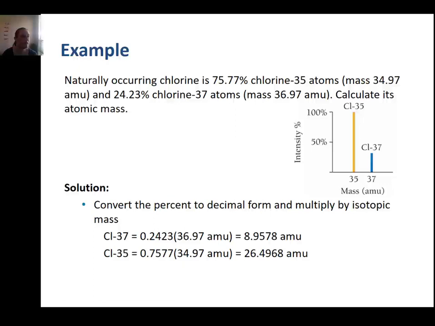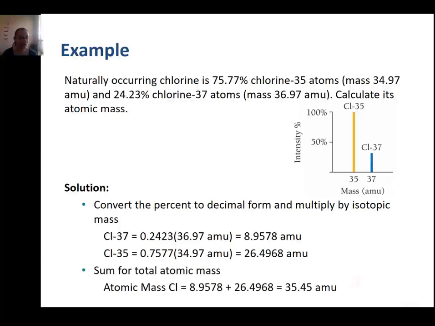which we can do by converting first the fraction to decimal form. So again, we take the 75.77 and divide by 100 to get 0.7577, and 24.23 divided by 100 gives us 0.2423. So that's our fraction, and then we multiply that by each of the masses, and finally we sum those together to get the total atomic mass, which is 35.45. And when we compare that to what's on the periodic table, we find that it's exactly the same value.